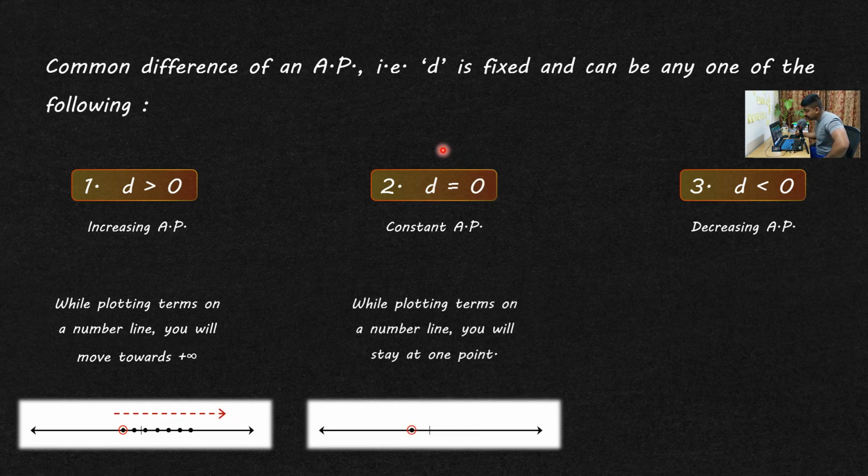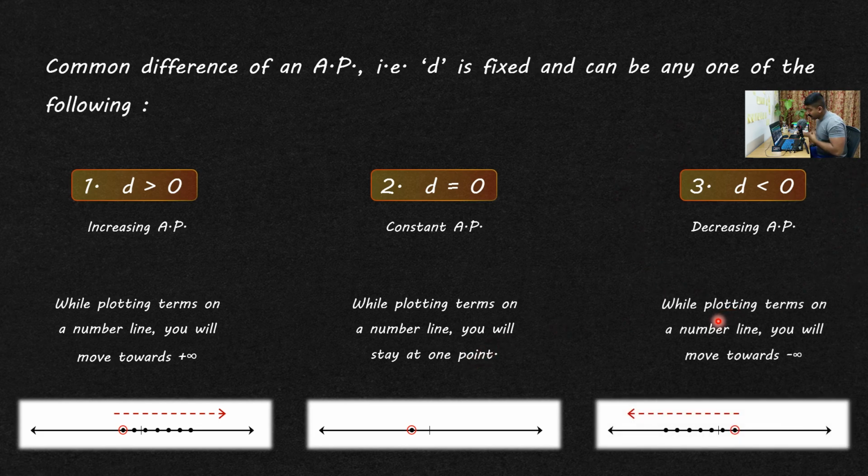Next, if we talk about a constant AP, you can understand what will happen. While plotting the terms on a number line, you will stay at one point, and all the terms will coincide with each other. In case of a decreasing AP, while plotting terms on a number line, you will move towards negative infinity. So here I have taken the first term as a positive term. Since the common difference is less than 0, we are always moving towards negative infinity. So here we conclude the topic of nth term of an AP.